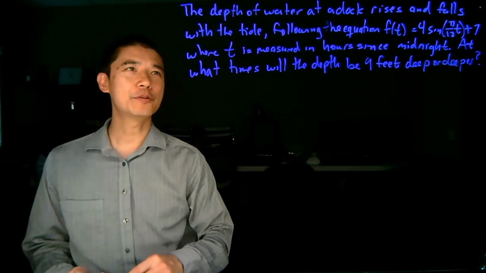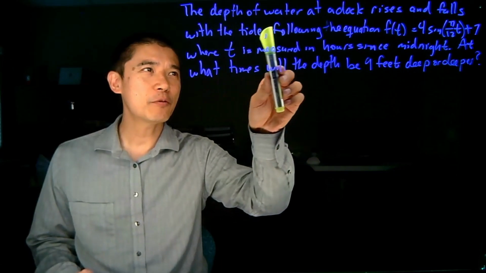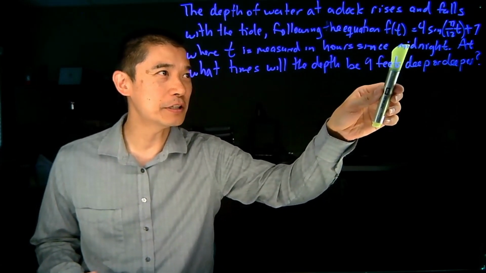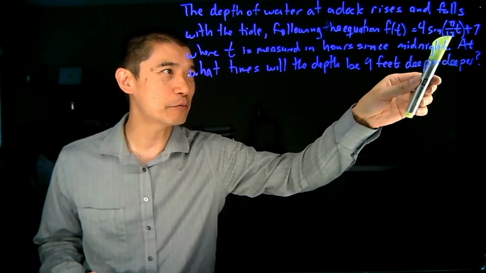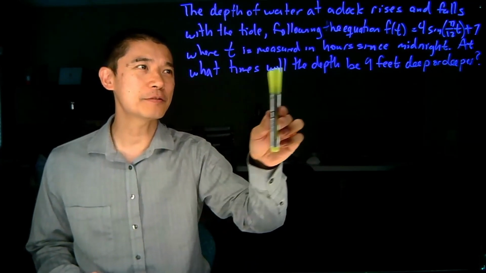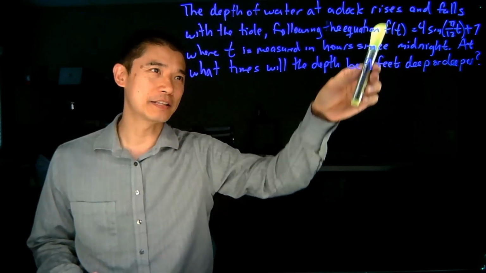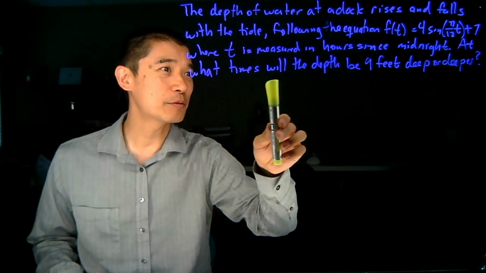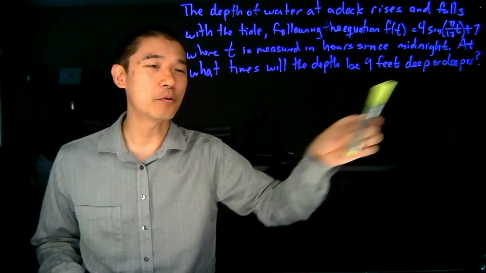So here's an example using a word problem. The depth of water at a dock rises and falls with the tide, following the equation f of t equals 4 sine of pi over 12 times t plus 7, where t is measured in hours since midnight, and the depth is in feet. At what times will the depth be 9 feet deep or deeper?